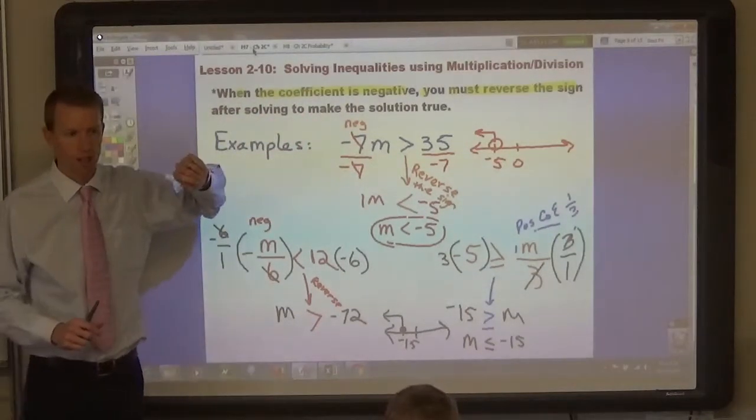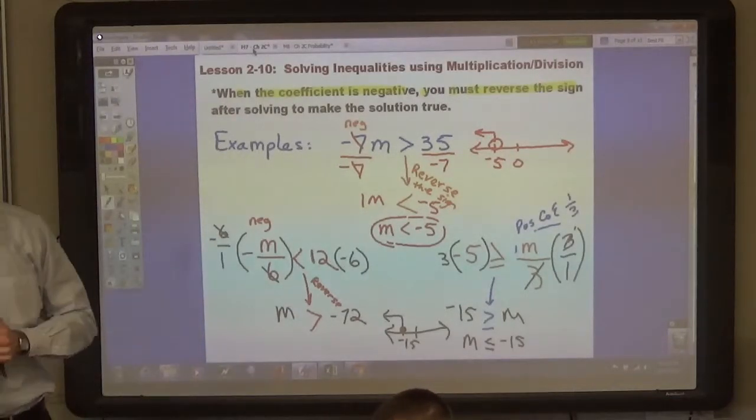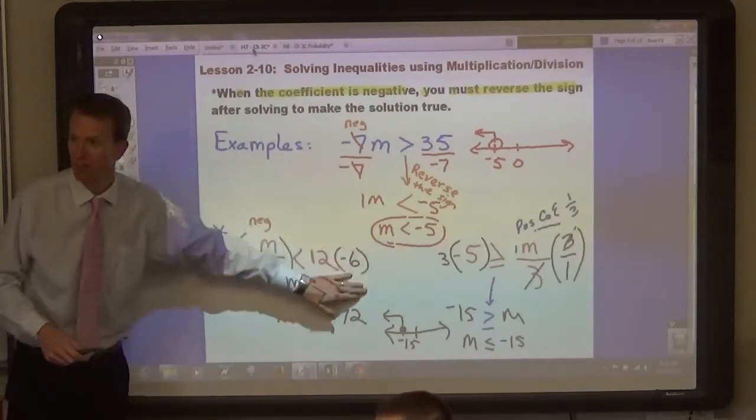What is the coefficient again? Asa, look up here. Open your notes. Write down these examples.